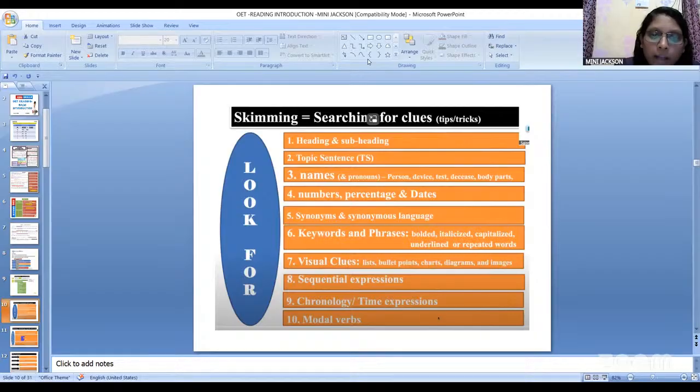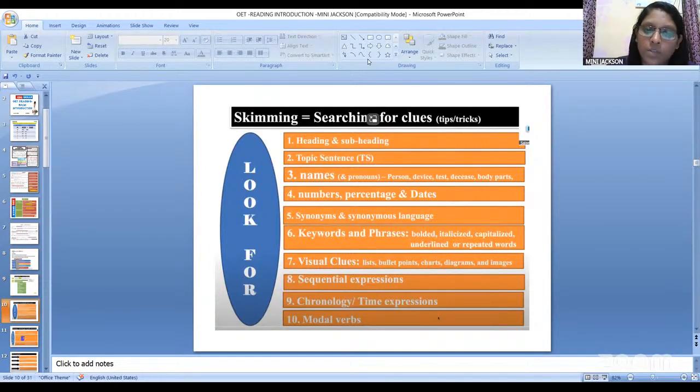Then synonyms and synonymous language. Same-meaning words will be there: different words, but the meaning will be the same. Then keywords and phrases, like bold letters, italic words, capitalized, underlined, or repeated words. That also needs to be focused on.